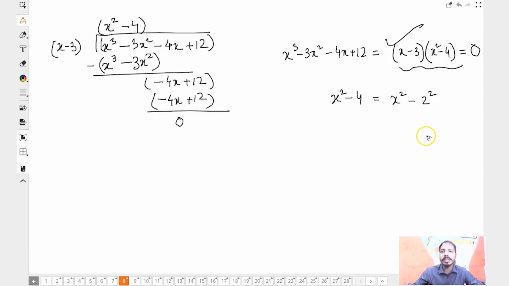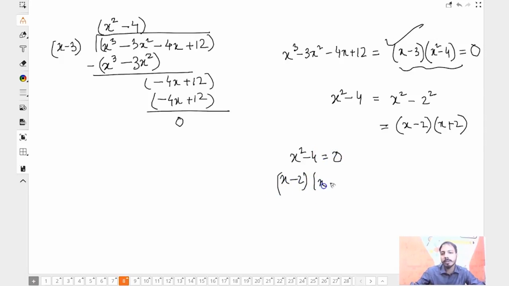And now using the identity a square minus b square, I can write this as a minus b into a plus b. That means x minus 2 into x plus 2. Now if I equate this to 0, what will happen? That means x square minus 4 equal to 0. So I can write x minus 2 into x plus 2 equal to 0. So from here I will get x equal to 2 and minus 2.